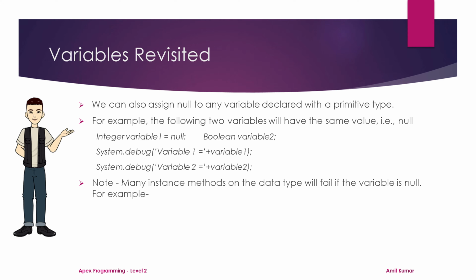Note, many instance methods on the data type will fail if the variable is null. For example, if we create a string variable and don't assign any value to it, and then try to call any standard method of string like the toLowerCase method, then definitely it will be an error, as we can't call methods on a null value.